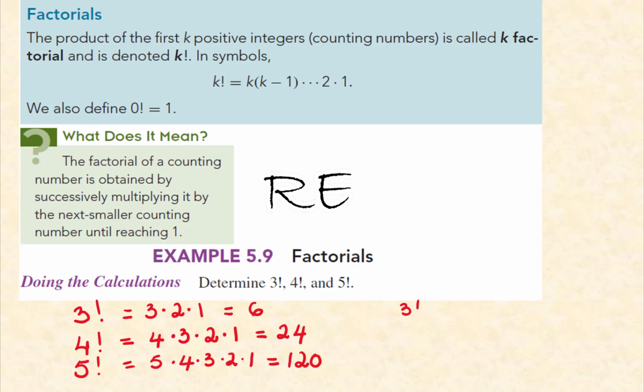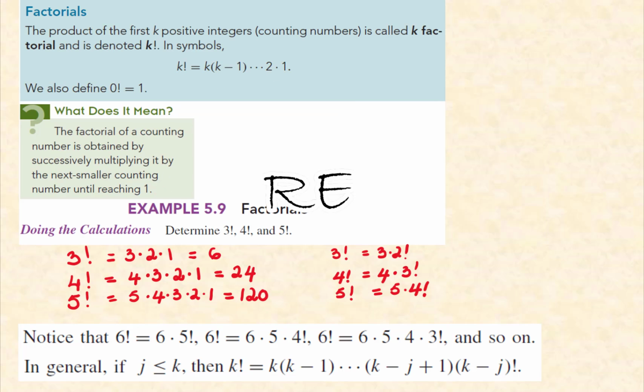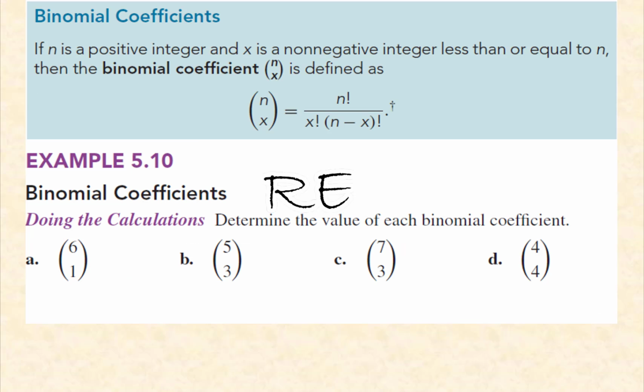Notice that 3 factorial is the same as 3 times 2 factorial. 4 factorial is the same as 4 times 3 factorial. 5 factorial is the same as 5 times 4 factorial. Therefore, by induction, we realize that if j is less than or equal to k, k factorial is k times k minus 1 times ... times k minus j plus 1 times k minus j factorial.